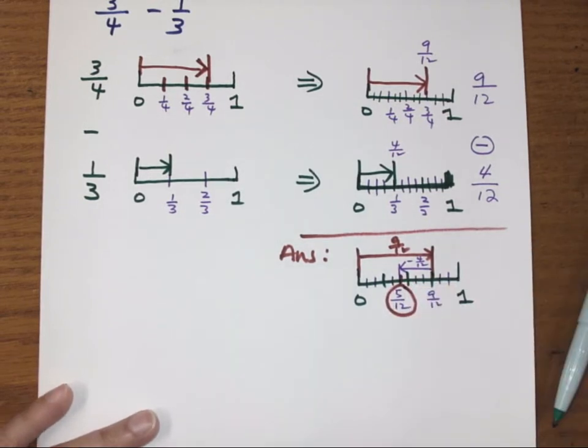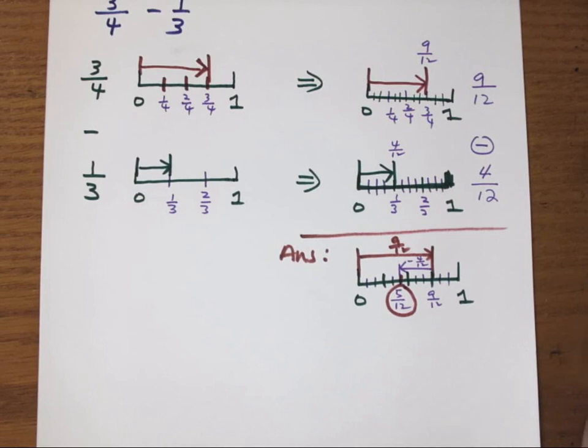So again, make sure all the length between 0 to 1 is about the same. And you cut the equal parts based on the other fractions. Okay, 0 to 1 should be about the same length. Any question for this one?